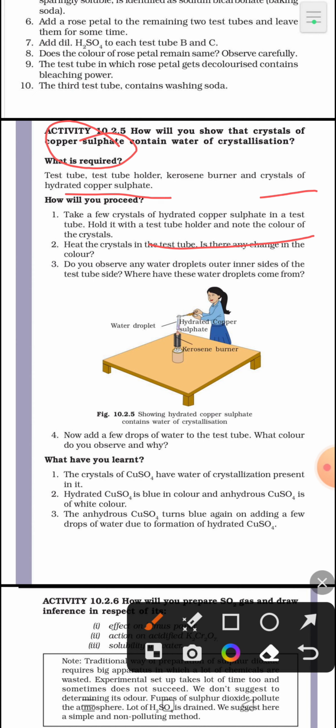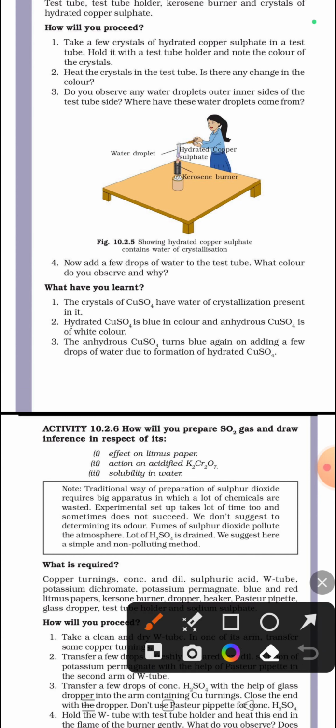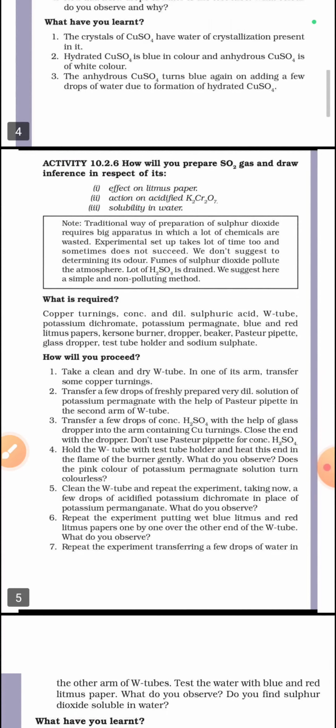First, when you heat it, then it becomes white, and again when you add water to it, then it converts again into blue color. The crystal of copper sulfate has water of crystallization present in it. Hydrated copper sulfate is blue in color. Anhydrous copper sulfate is white in color. The anhydrous CuSO4 turns blue again on adding a few drops of water due to formation of hydrated copper sulfate. This proves that the crystal of copper sulfate has water of crystallization.